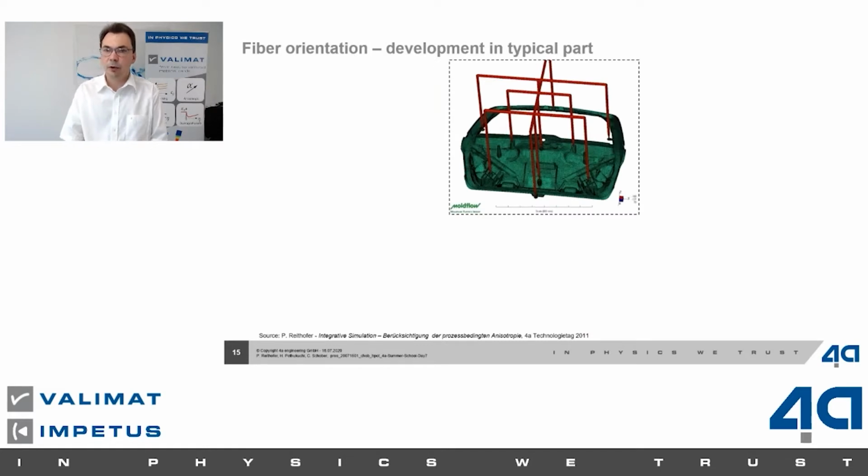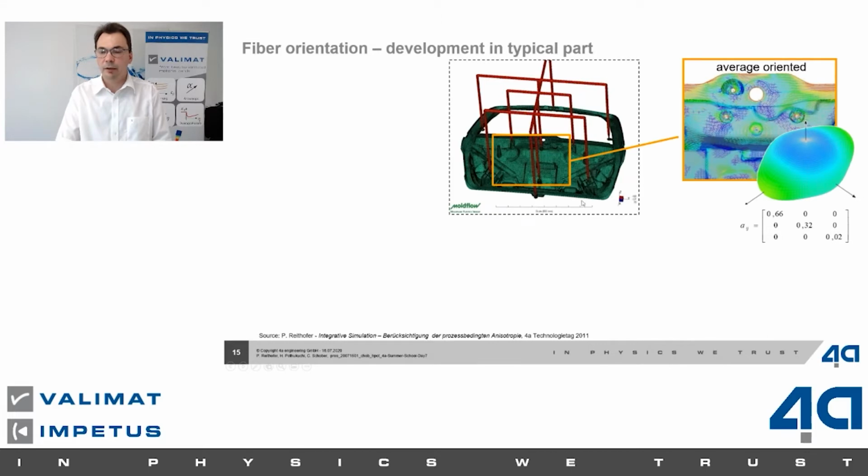So let's have a look at what is typical for this material class. We have a back door which is injection molded, and we have several injection gates here. If we do a mold filling simulation, in that case we did it with Moldflow, we then get the fiber orientation. As you can see, based on these injection locations, we get different fiber orientations locally. Red means highly oriented, and green and blue mean not so oriented.